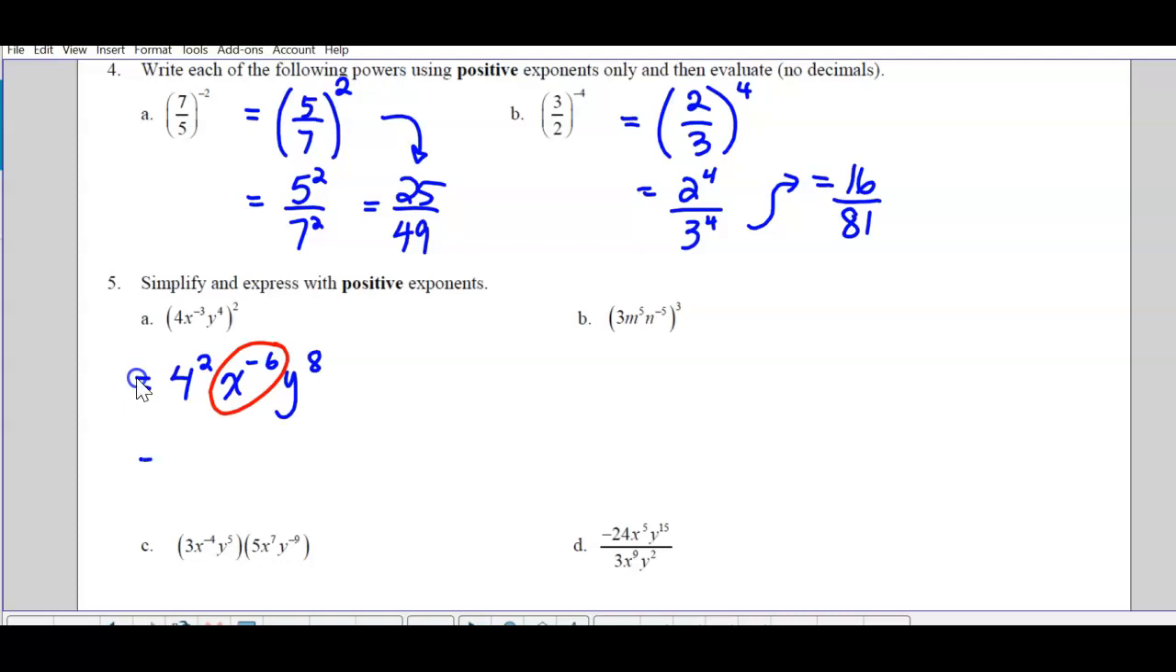So, what stays up top is 4 squared y to the 8. Well, what's 4 squared? That's 16. Y to the 8 stays. And now, x has a positive exponent in the denominator. Okay. So that's why I suggest circling whichever factor has a negative exponent. That's the only thing that moves.